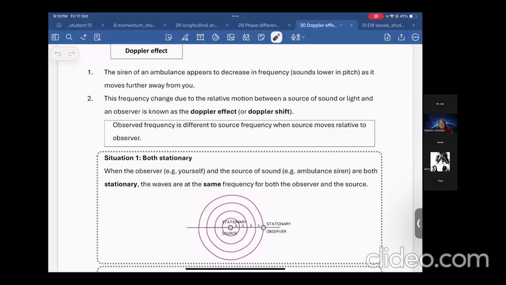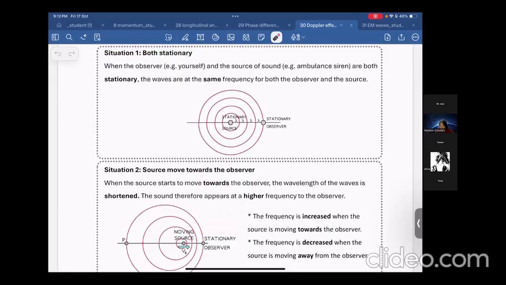Okay. Here again, one more time, we are the observer. The ambulance is the source. The frequency that we observe will keep on changing when the ambulance is either towards us or away from us, because there is relative motion. So this one is when they're asking you how to describe Doppler effect, this is the answer.